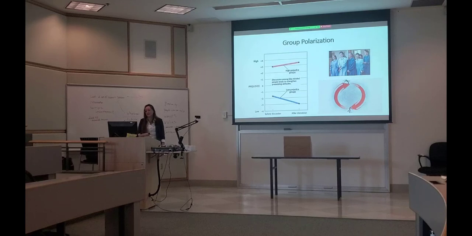Groups can polarize. So if people are in a group, they tend to share interests and share values. But their values can start getting more extreme. I've heard of radicalization. So there was an experiment where they found that discussion among like-minded people just strengthened their pre-existing attitudes. So people who were in a high prejudice group, after talking about it, just ended up being more prejudiced. People who were already low in prejudice, after they talked about it, ended up being less prejudiced.